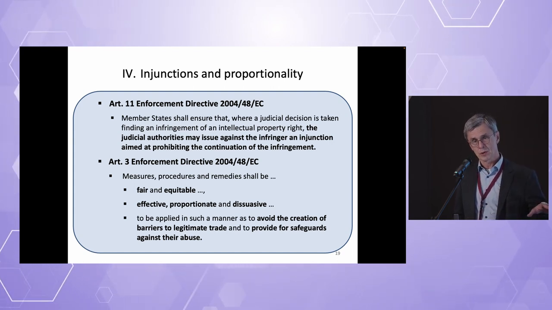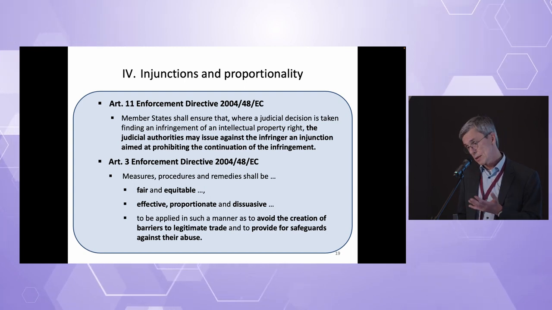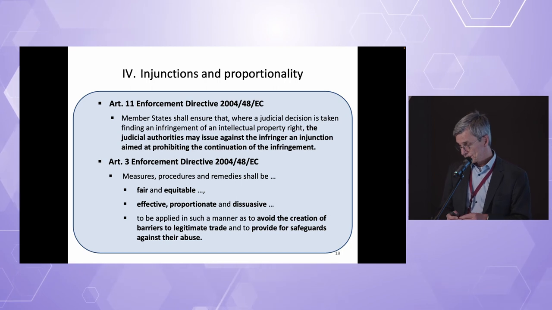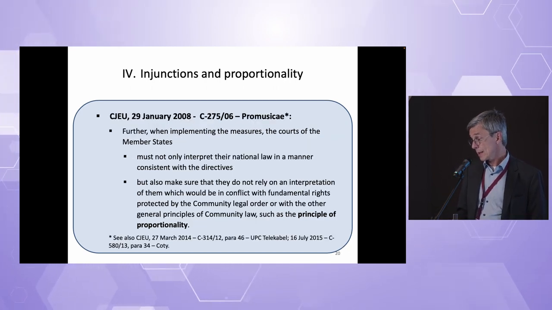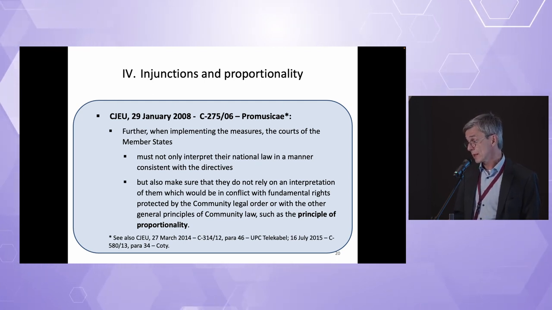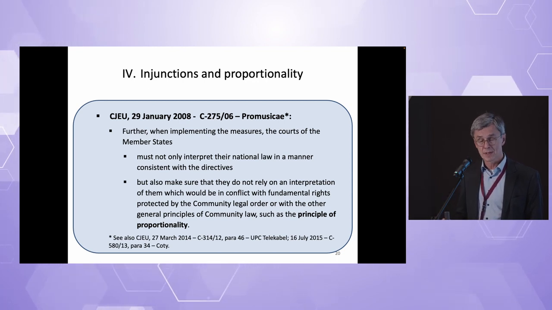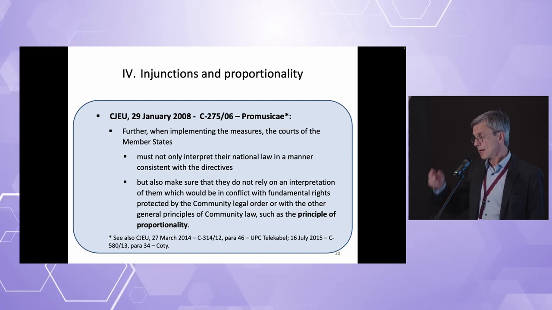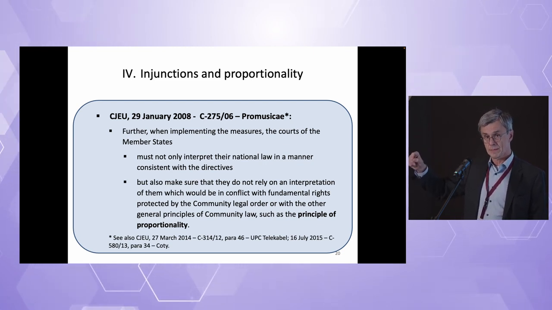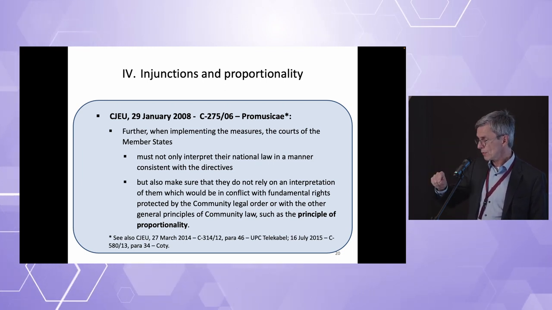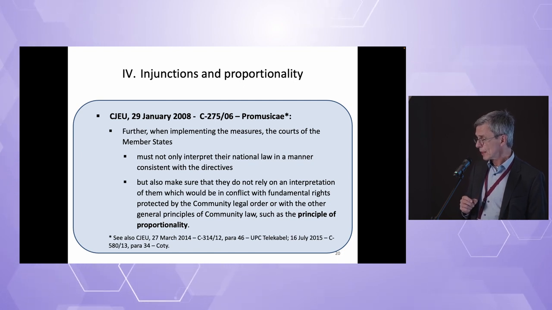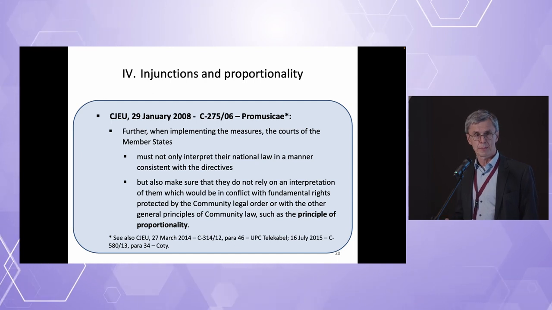Once the court found there is a patent infringement, should there always be injunctive relief, or should the court also take into consideration other aspects like the proportionality aspect? And in parallel, there was also case law from the European Court of Justice, the Promusicae case law, which is the first decision, but then you have a lot of follow-up decisions, in which the European Court of Justice said, well, when implementing the measures, the court, of course, shall interpret the national law in line with the directive, but not only that, the court should also take into consideration general principles of the community legal order, such as the principle of proportionality. And there you have the proportionality principle as well.